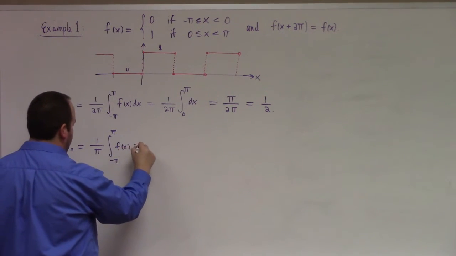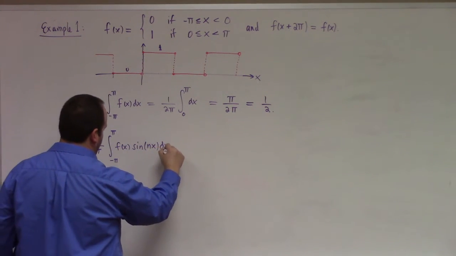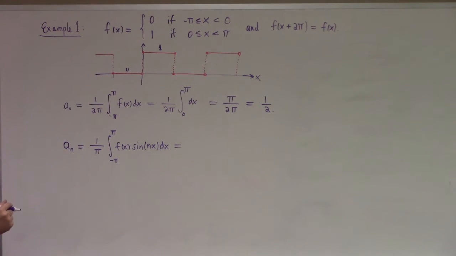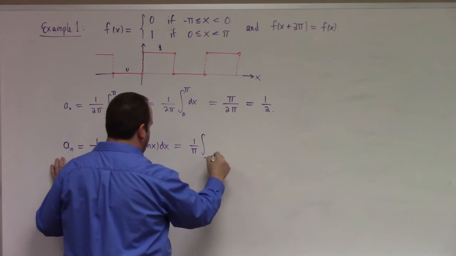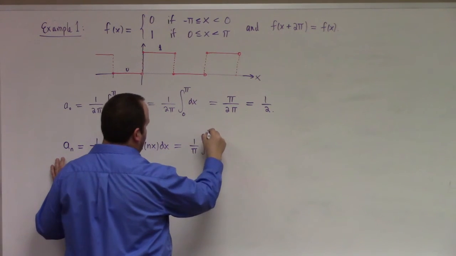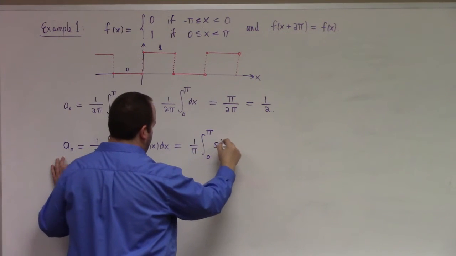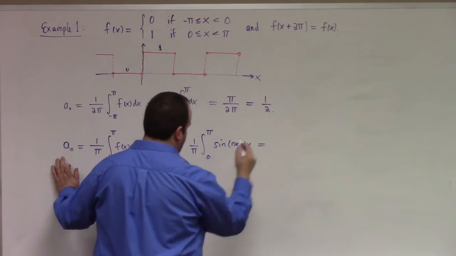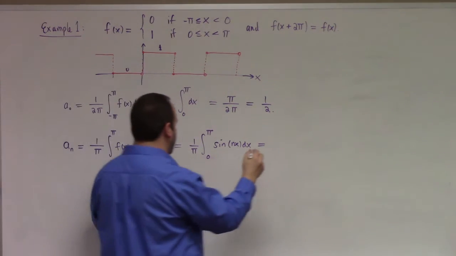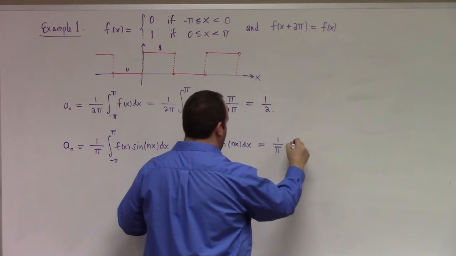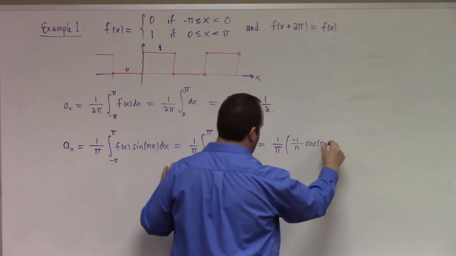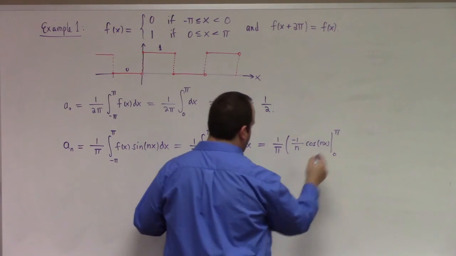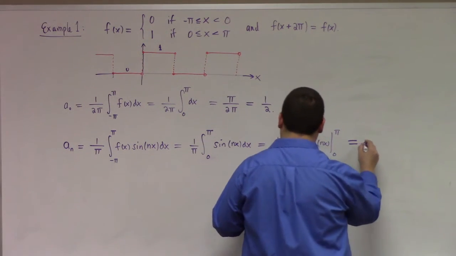All right, how about the a sub n? Now we've got f of x times the cosine of nx. So that's really 1 over pi, the integral from 0 to pi of sine of nx. We can do that integral, right? So we've got minus 1 over n cosine of nx. Let's see here, so what do we get?